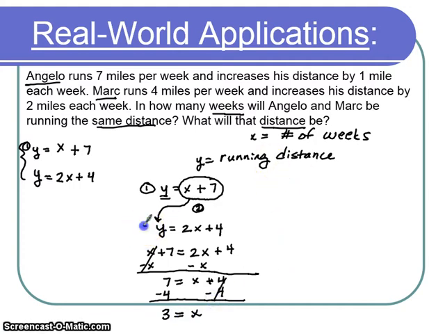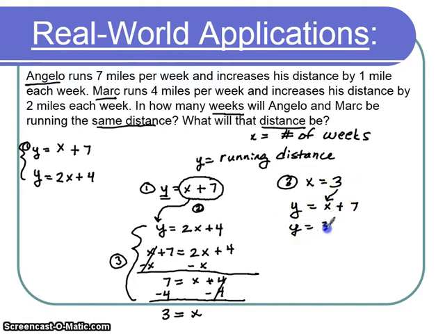So now that I've done step 3 and solved for a variable, I know that x has a value of 3. I can now take that value and substitute it into one of the original equations. I'm just going to use the first one to figure out what the other variable is. So I know that x has a value of 3, so y equals 3 plus 7, so y equals 10. So the solution is the ordered pair (3, 10).